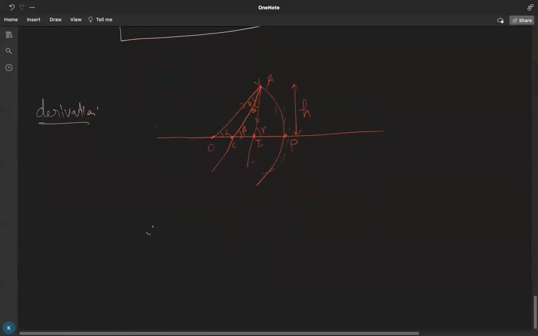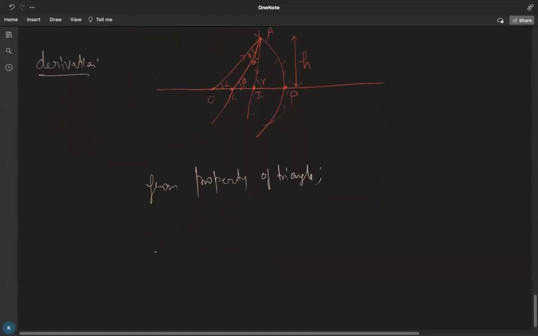From the property of triangle, we all know that the exterior angle is equal to the sum of the interior angles. So we can write alpha plus theta is equal to beta. This is the first equation. Beta is equal to the sum of the opposite two interior angles, so it will be alpha plus theta. Similarly, gamma is equal to beta plus theta. This is equation 2.